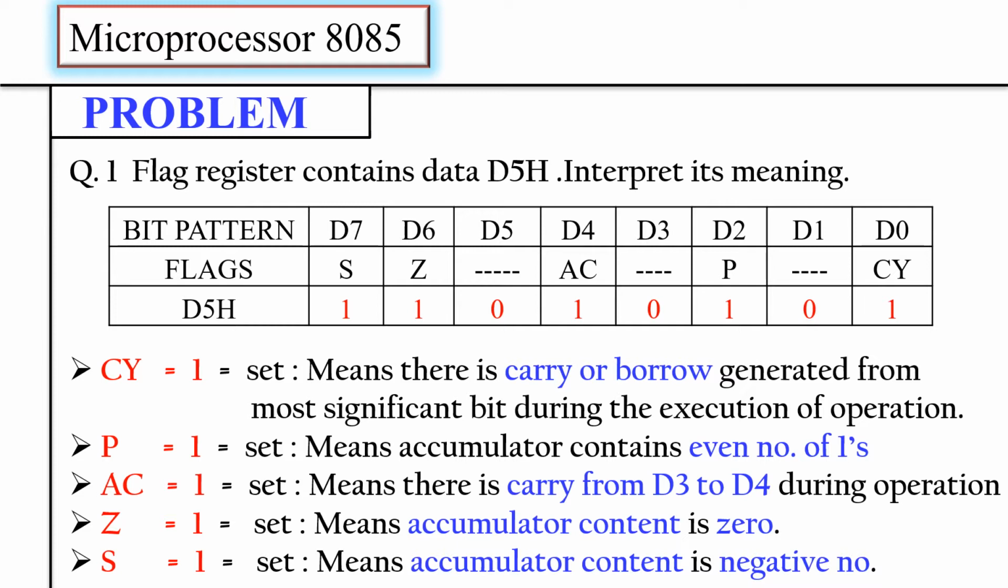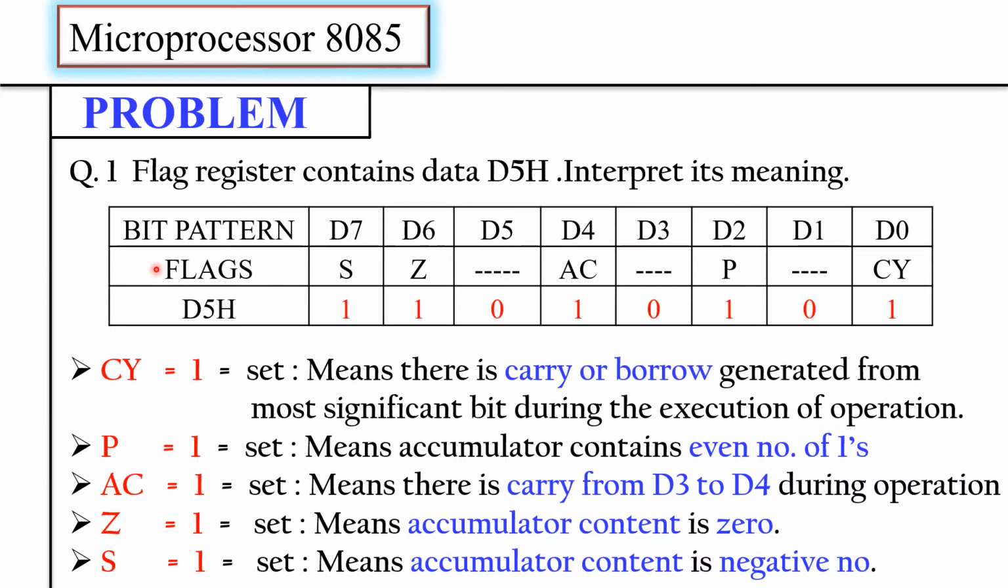The first problem: the flag register contains data D5H. We need not know what the operation is, or what program is being executed. We are just told that the content stored in the flag register is D5H. Interpret its meaning. So what do you understand? Which flag will be set and which flag will be reset?